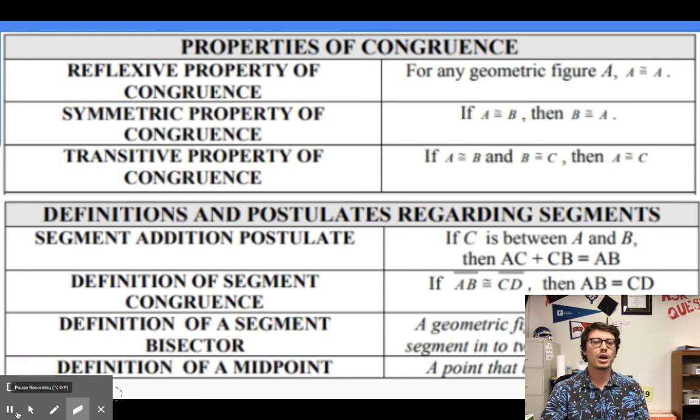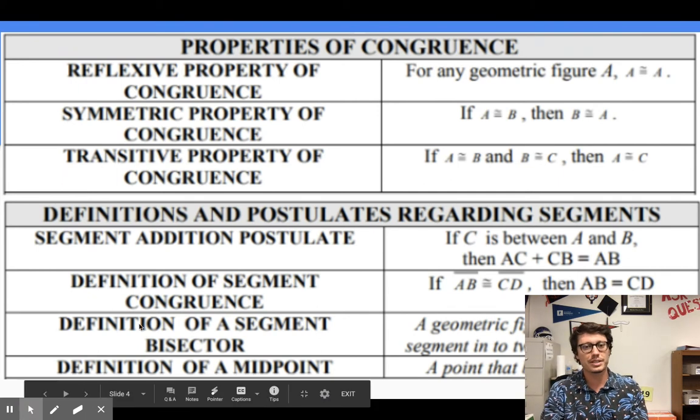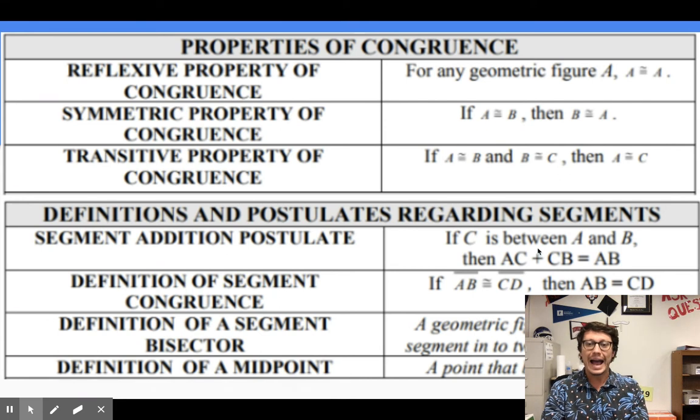Also, a lot of times you will see when we're doing these proof problems that the answer is going to be in the definition itself. It's segment addition. We are adding segments together. Okay, and then the next one, definition of segment congruence.